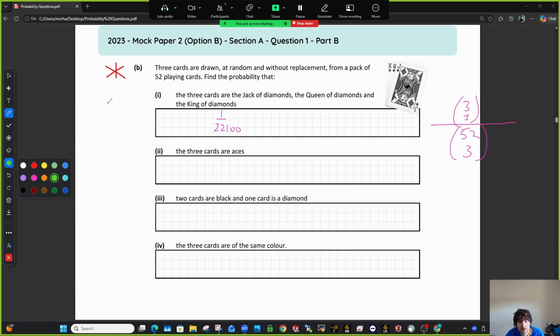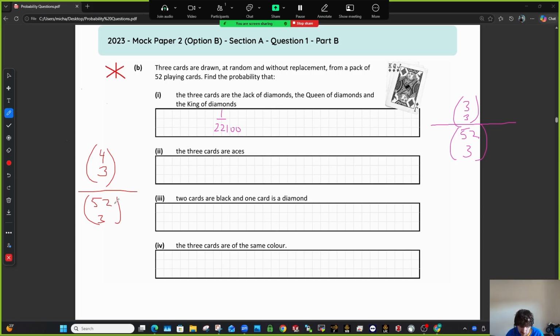Right, easy enough one here now again. It says the 3 cards are aces. Right, how many aces are there in the deck? There's 4. So we just want to choose 3 of them. So it's 4 choose 3, from the 4 aces choose 3 of them, and divide that by the number of ways of choosing 3 cards from the full deck. So it's the specific event you want to happen on top, divided by the number of ways of just picking 3 from the pack.